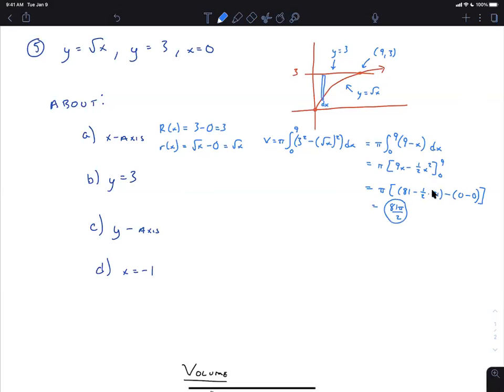Does anybody have any questions on how to set up part A or evaluate that? Everybody good? How did you find the intercept of (9, 3)? I set 3 equal to the square root of x. My bad, I erased that. But because we know that it's on the graph y equals square root of x, and it's also on the graph y equals 3. Okay. And then you solve that and get x equals 9. Does that make sense? Yep, makes sense. No problem.